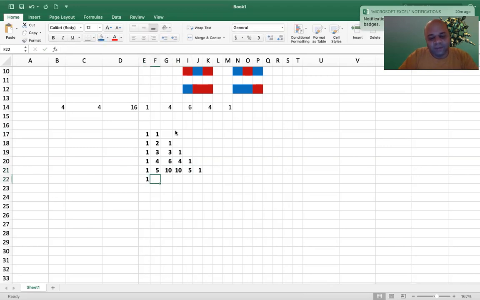This will be 6. This will be 15. This will be 20. This will be 15. And this will be 6, and this will be 1. And it will increase by 1, right? Yes.